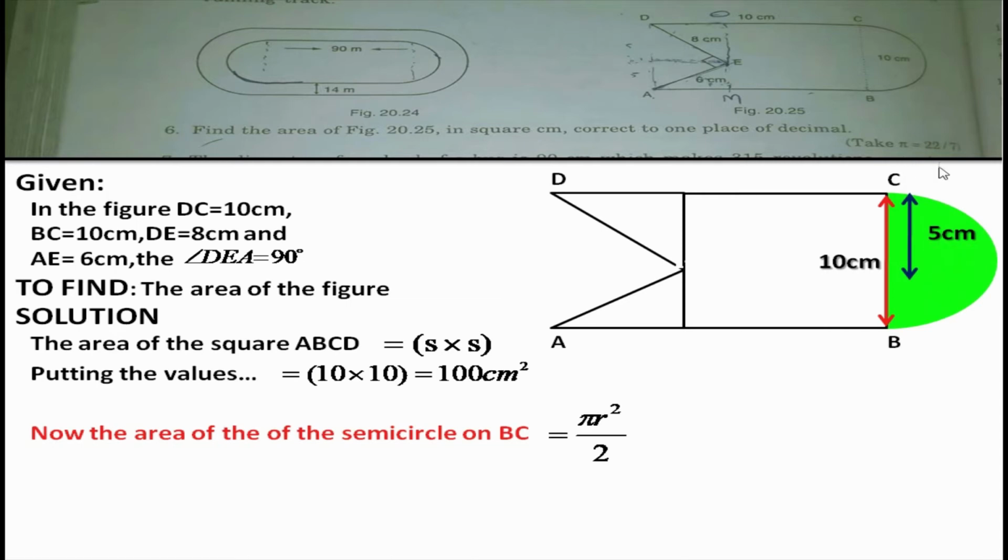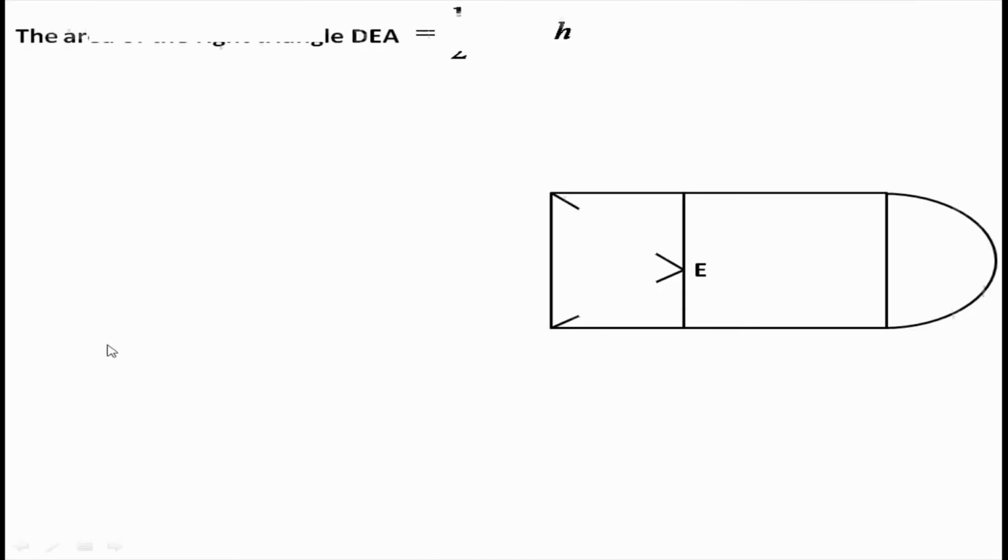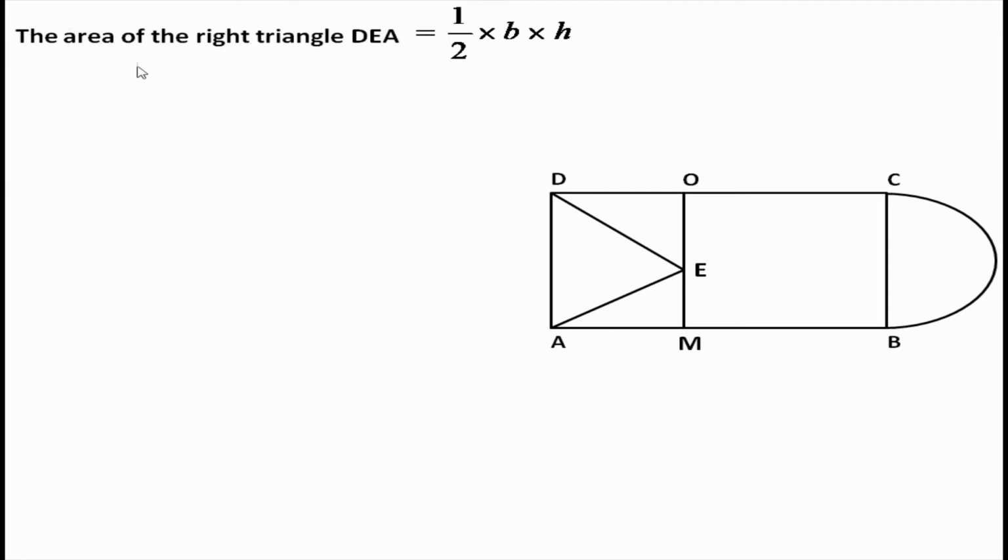Now we know the value of pi, we know the value of radius. Just we will put the value. Value of radius is 5. We will get the area of this green semicircle 39.2 centimeter square. This is the area of this green semicircle, 39.2 centimeter square. Let's move to our next step. The next step includes carrying out the area of the right triangle DEA. This is the right triangle DEA. This red portion, you can see I have colored it so that it will be visible to you all.